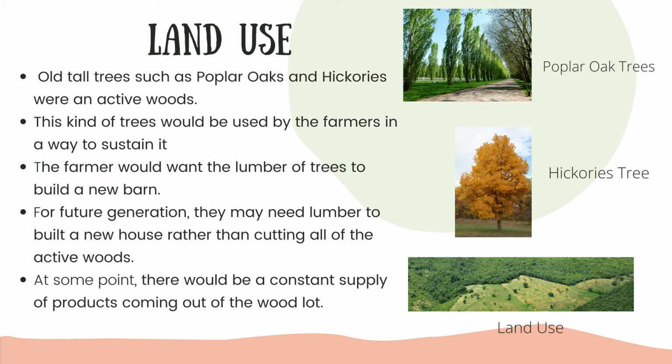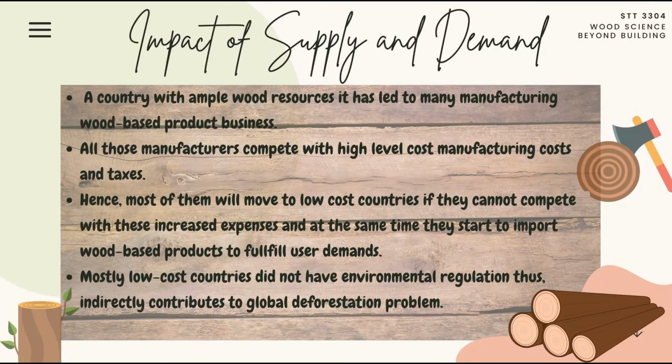Besides, the farmer also will want the number of trees to build a new barn, but at the same time they also think of future generations where they may need lumber to build a new house rather than cutting all of the active woods. At some points, there will be a constant supply of products coming out of the woodlot. So moving on to another environmental factor, impact of supply and demand.